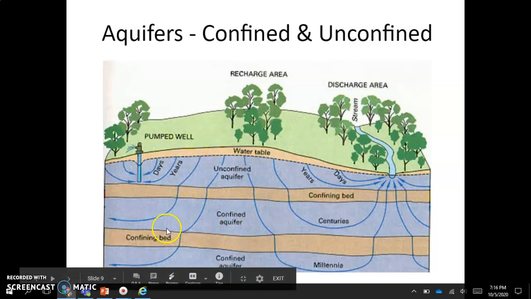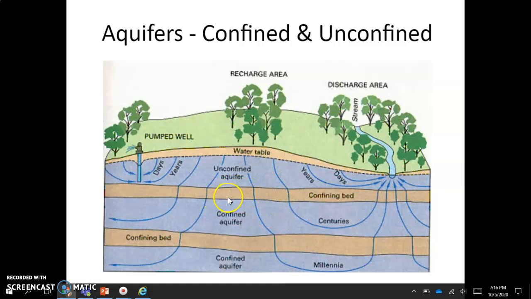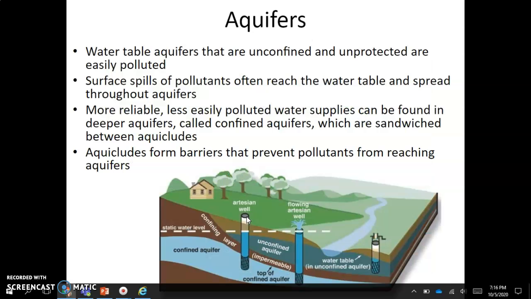So, we could have the water table was here and this was once an unconfined aquifer, but over time we got layers of clay and very non-porous sediments building on top in order to form this confined aquifer. So water table aquifers are unconfined and unprotected, and are easily polluted. This is something to keep in mind, because anytime we have surface pollution or runoff pollution, it can get into these water tables. So the surface spills of pollutants often reach the water table and spread throughout the aquifers. This is dangerous because this is where we get our drinking water.